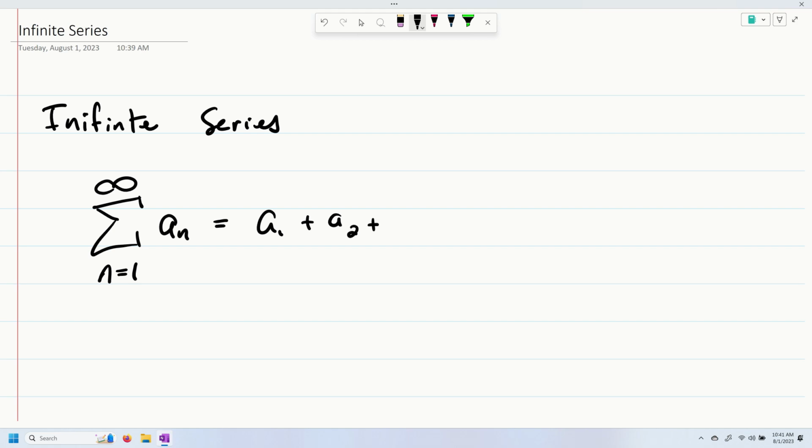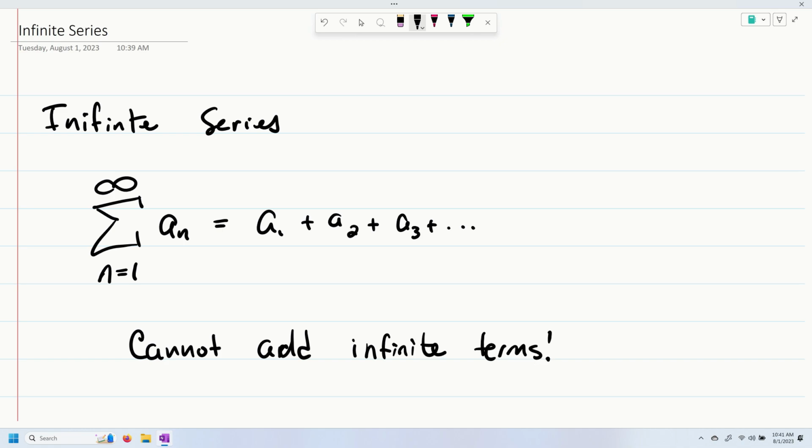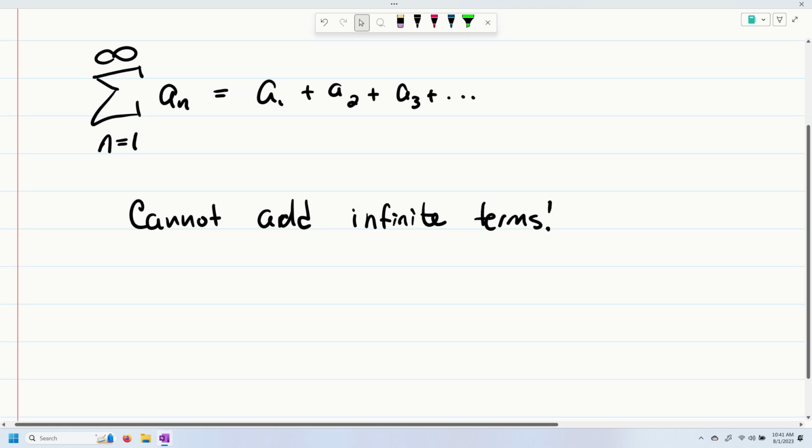But there's a major problem with this. The problem is we cannot add infinite terms. If you think about that, you would be doing this until the end of time. So instead, the value of an infinite series is going to be defined by the limit of its partial sums. So let me write that out.